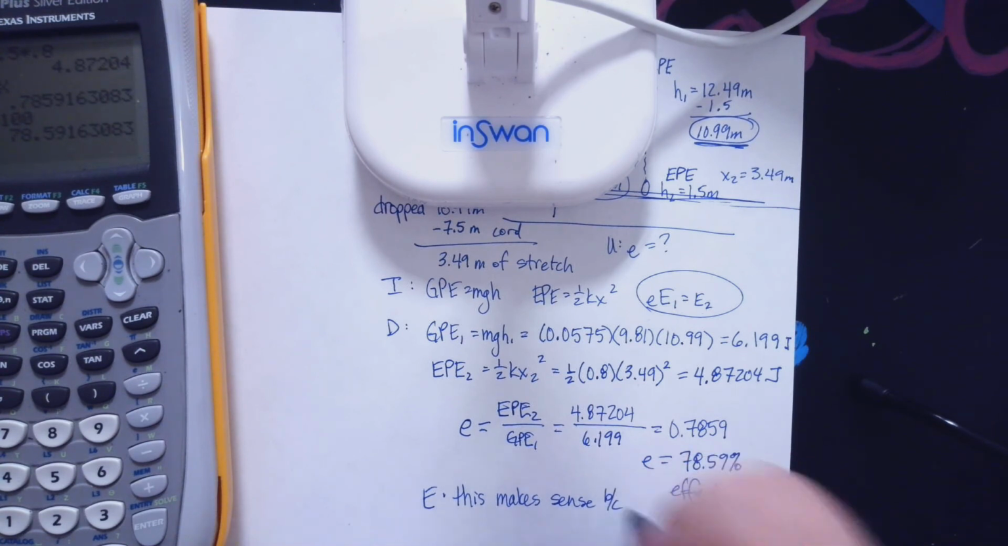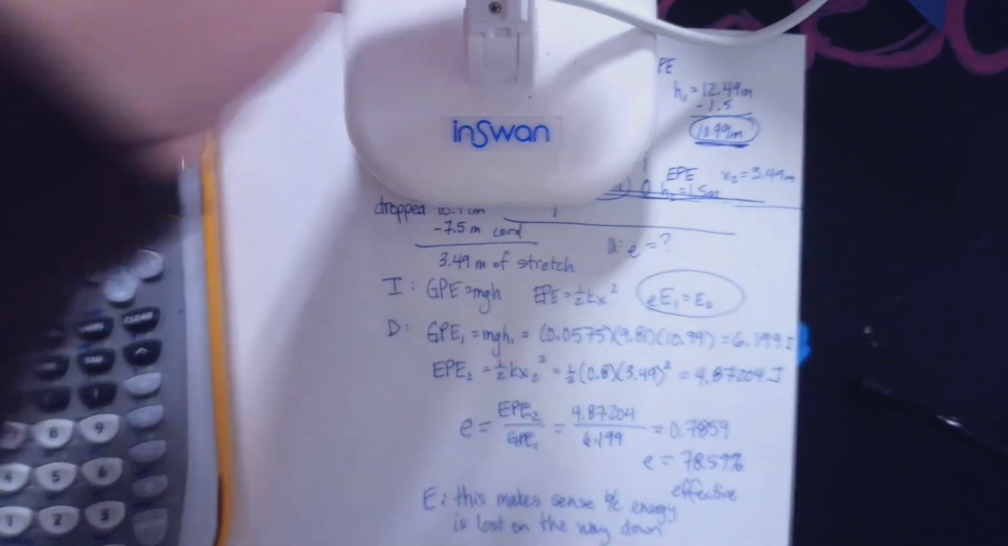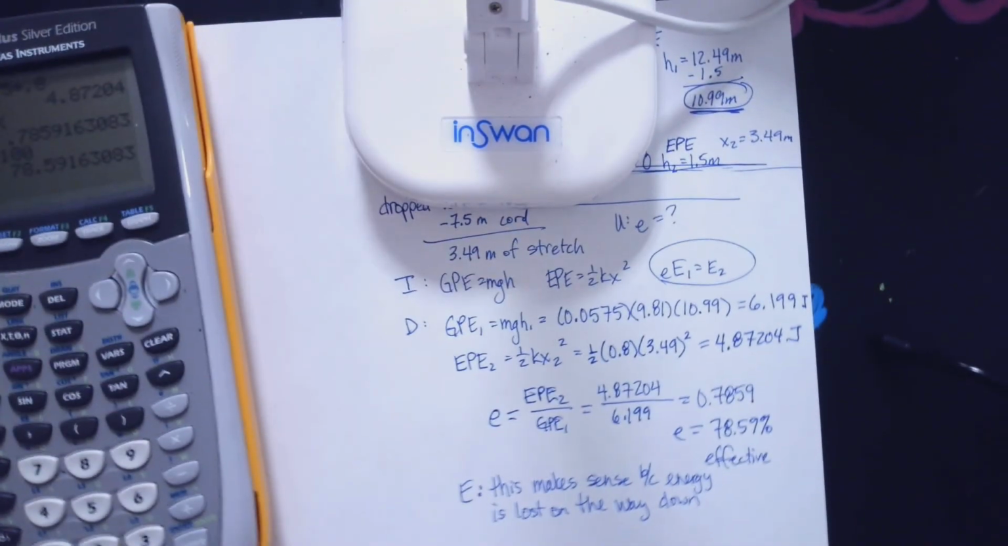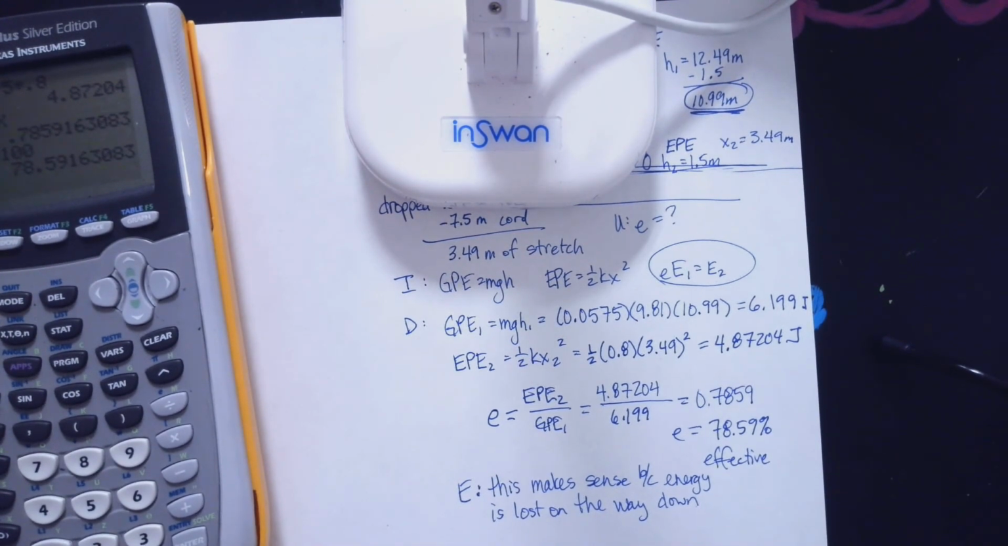because energy is lost on the way down. You should not get a value of little e that is greater than 1, which means greater than 100%. That should not happen. So if you did that, then something is wrong.